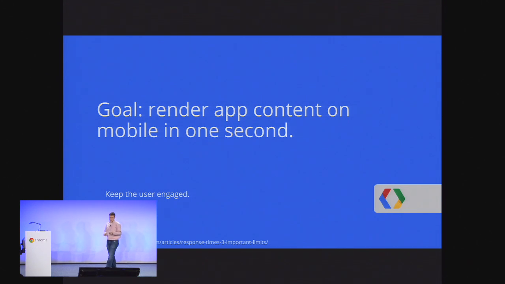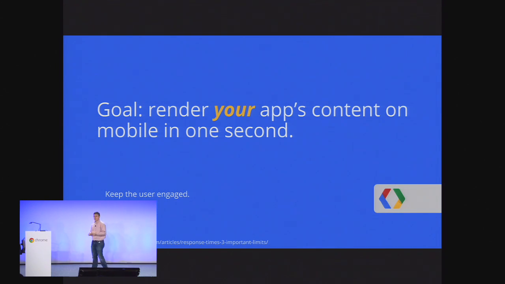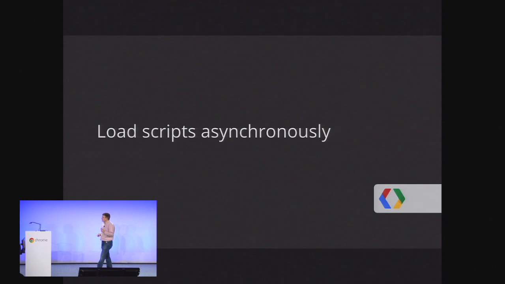So that's the process we went through, and now I'm going to spend a little time talking about the process of optimizing your app's content. So what did we learn? What are the general best practices there? How can you deliver this instant experience for your users on mobile? The first thing we identified as an important best practice is to load scripts asynchronously, right?